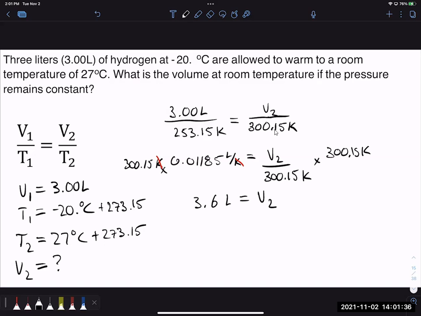And again, we can check our math because we know that volume and temperature should be proportional. If we've increased our temperature from negative 20 to 27, then we should see a proportional increase in volume. And we do. The key is too that the increase from 253 Kelvin to 300 Kelvin is a much smaller proportional increase than going from negative 20 to 27. Even though the absolute difference between them is the same, the proportion is smaller.